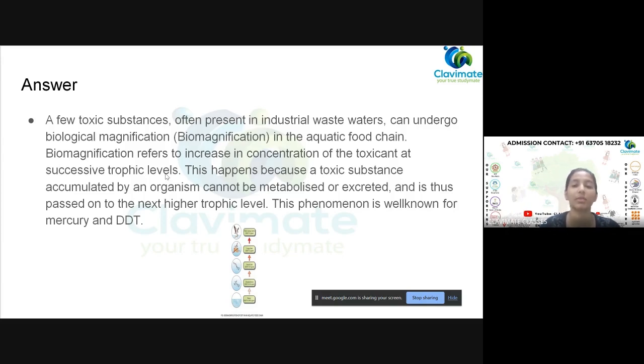So biomagnification is a phenomenon, a process in which there's an increase in the concentration of the toxicity. This happens because the toxic substance gets accumulated as we eat. So basically, we can say that the most toxic substance is found in human beings. Why? Because we eat both veg and non-veg. We are omnivores. This phenomenon is also well known for mercury and DDT.